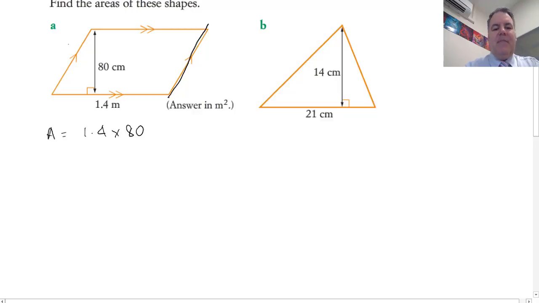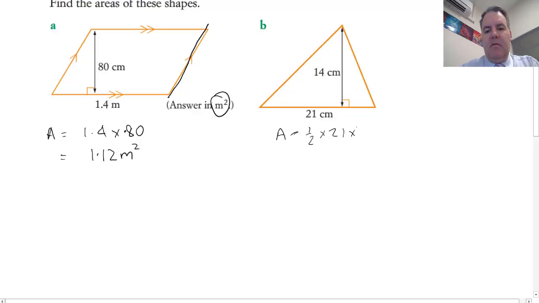just write that. Okay, we've got mixed units, and that's a tricky thing here. We want the answer in meters squared, so I'm going to write everything in meters. So 80 centimeters in meters is going to be 0.8. Okay, 0.8 of a meter. So now we've got it in meters squared. 1.4 times 0.8, and I'm going to cheat here, is 1.12 meters squared exactly.